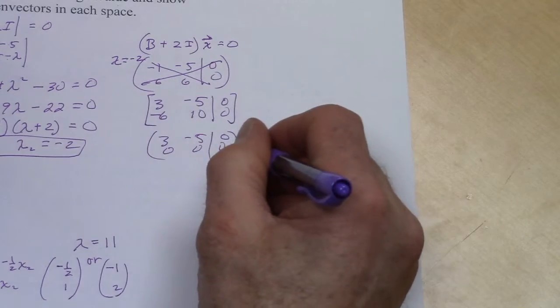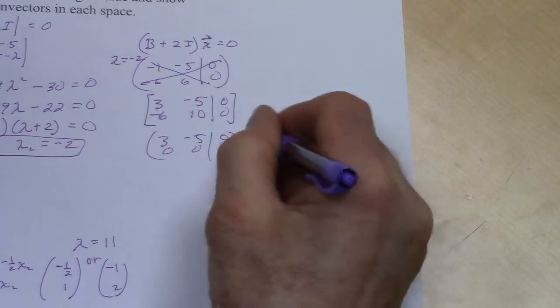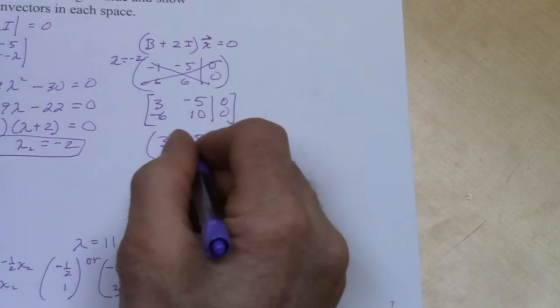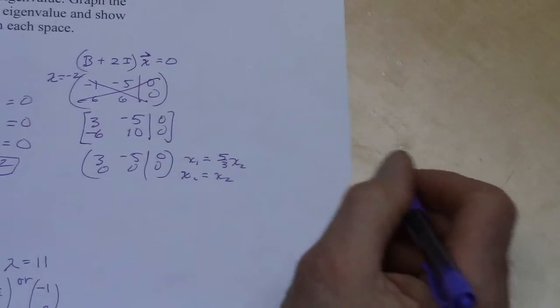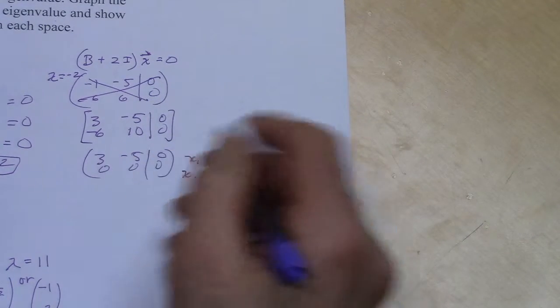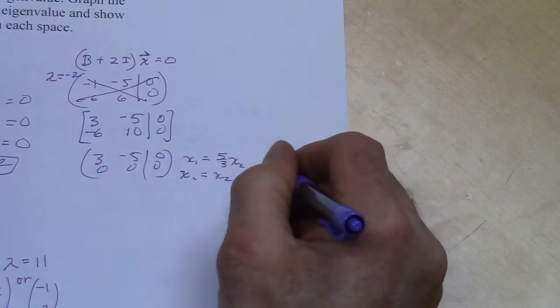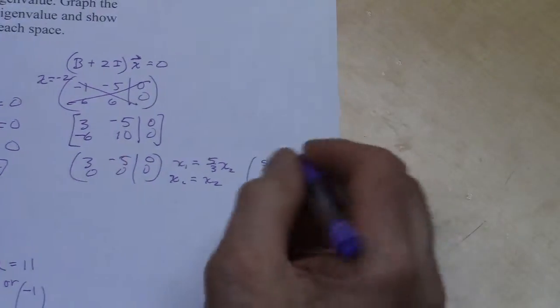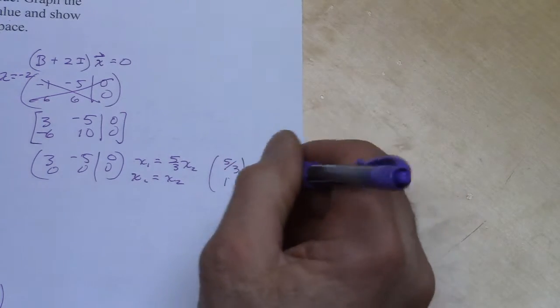And so that gives us x sub 2 again is free. So x sub 2 equals x sub 2. x sub 1 is equal to, now we'll add 5 and divide by 3. Right? Add 5 x sub 2 and divide by 3. We get this equation. So we get 5/3 and 1. Now any multiple of that, really the eigenspace is that times x sub 2.